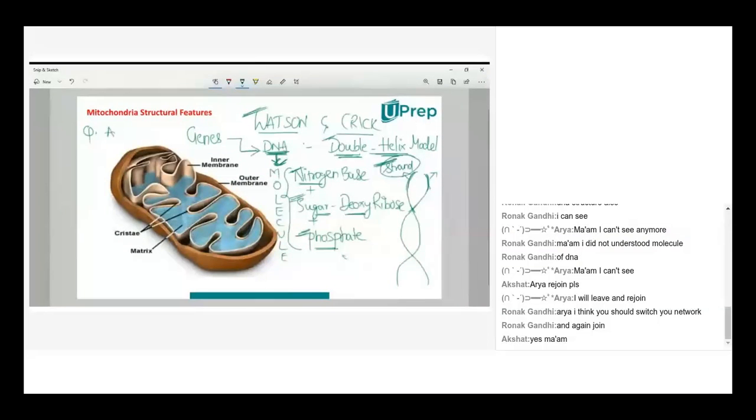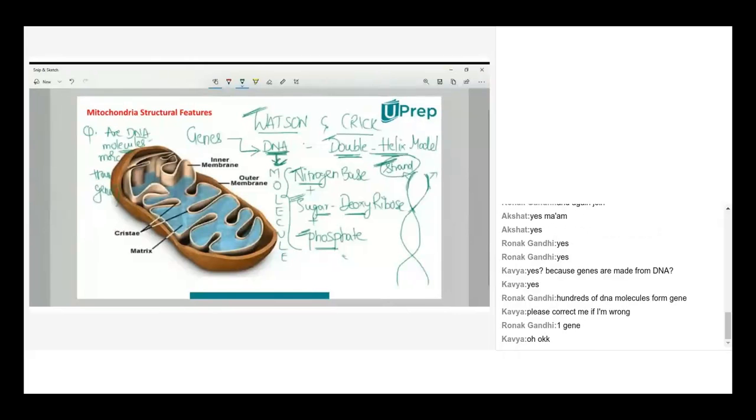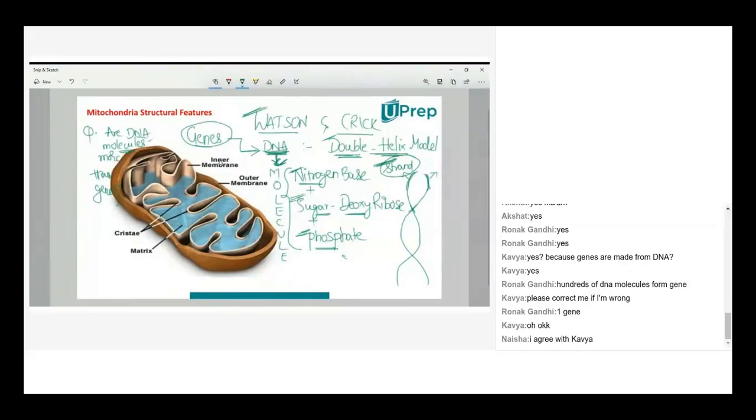Are DNA molecules more than genes? When you take genes, within certain genes there will be DNA molecules. Yes, Naisha, correct. So, we will have more DNA molecules than genes, because genes are made up of DNA, and usually we find millions of DNA molecules. Okay. So far clear?